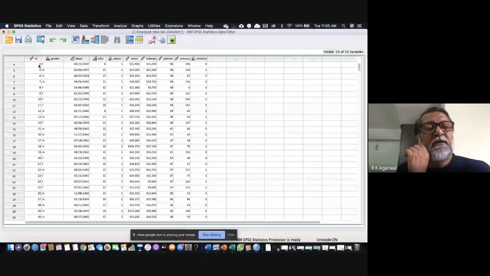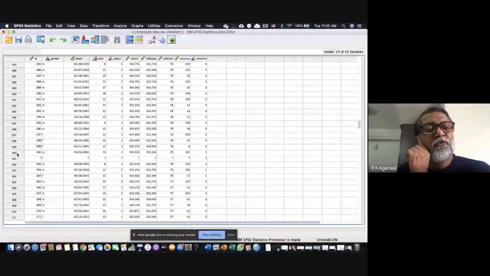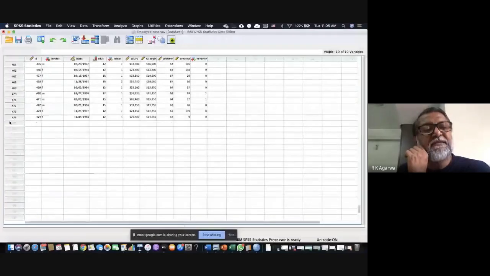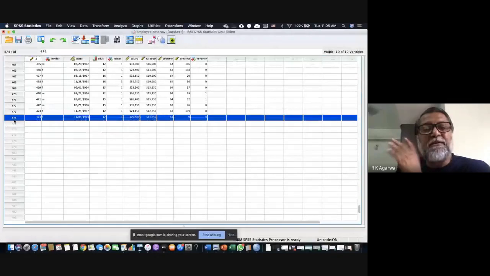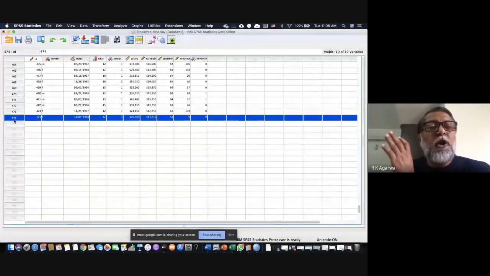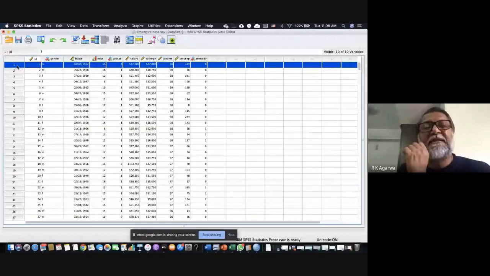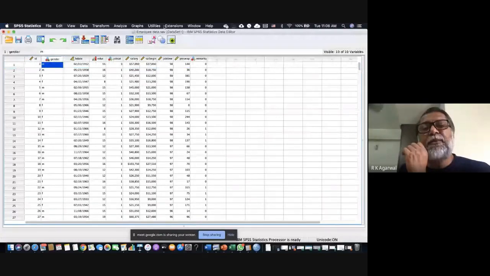There are 474 entries in the rows of this table. What does that mean? It means we have information on 474 people. And who are these people? They are bank employees working in a certain bank. And what kind of information do we have about those 474 people or employees? You can see that the data is titled employee data. Can you see it here?